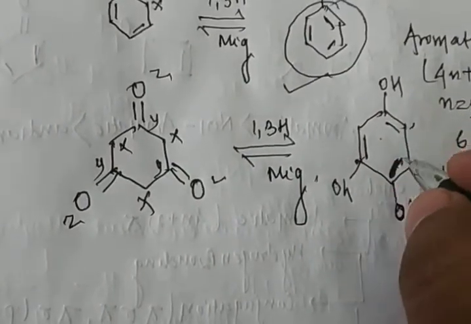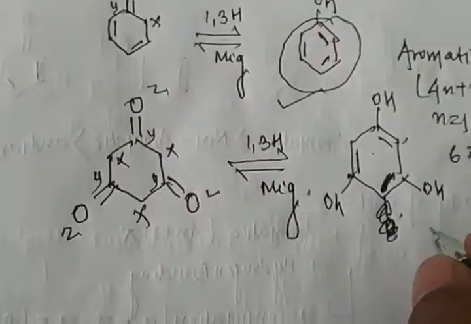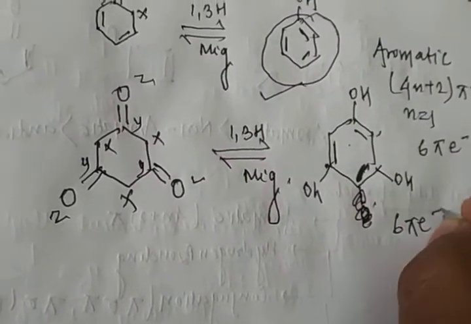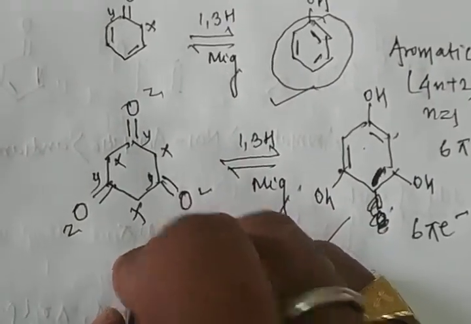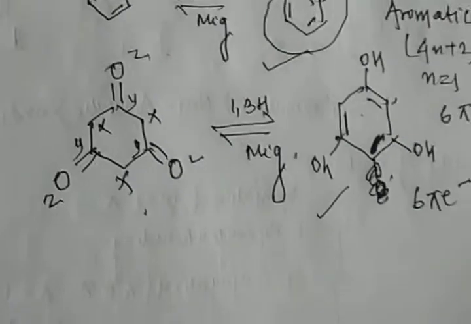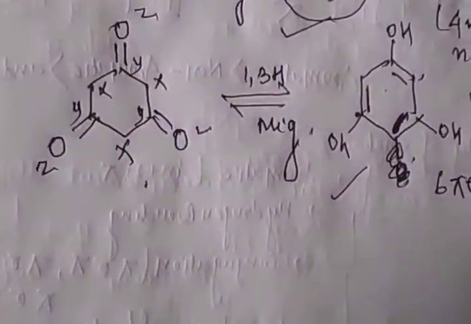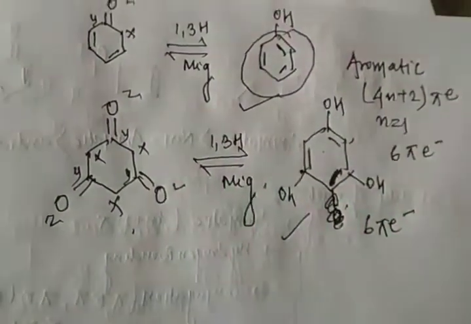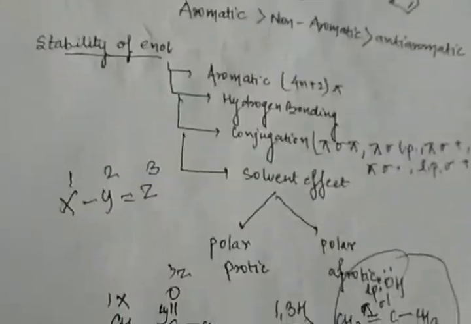So now pi sigma pi, pi sigma pi, pi sigma pi, there is a complete aromatic. 6 pi electrons, it means this is a complete aromatic, and this compound is more stable than that compound. Clear? So this is a full explanation of keto-enol isomerism.